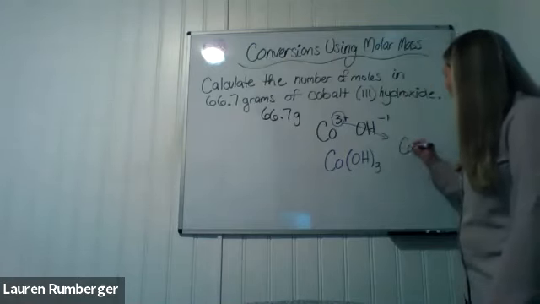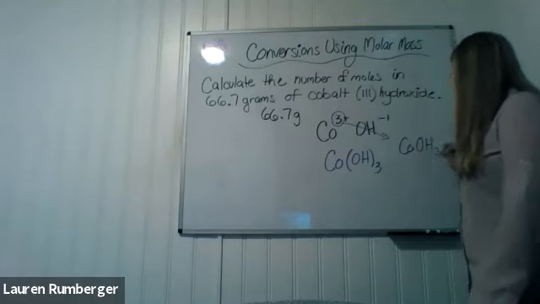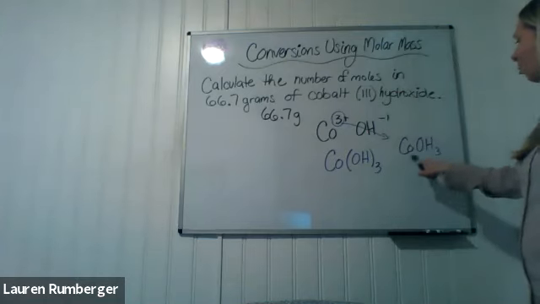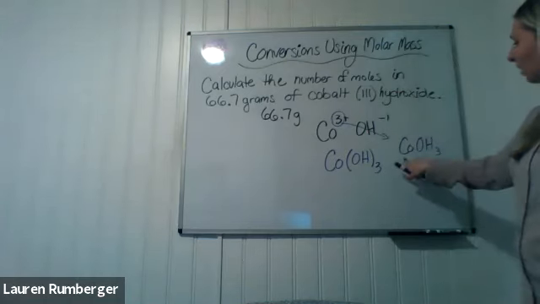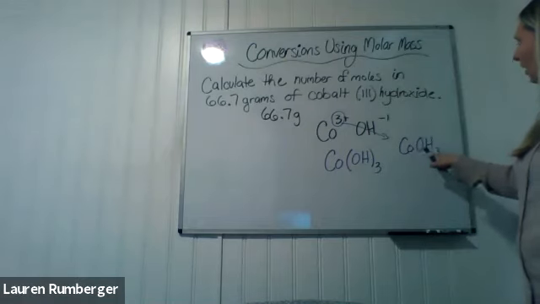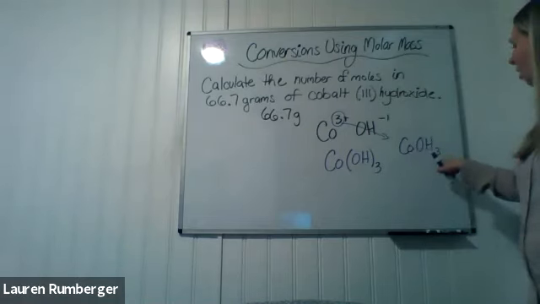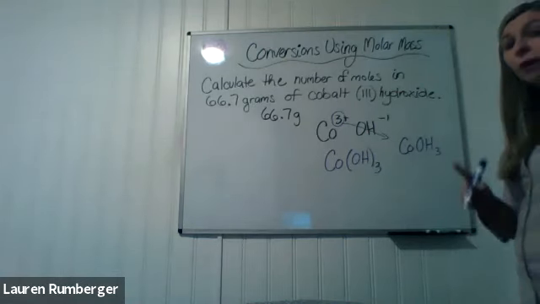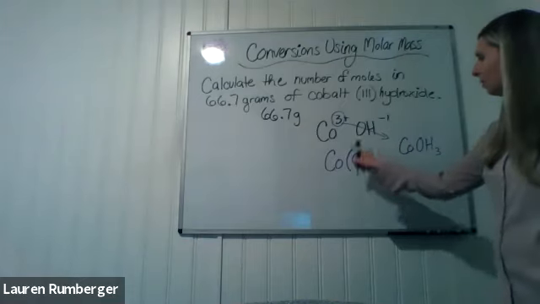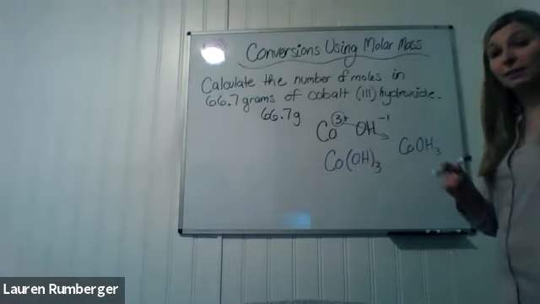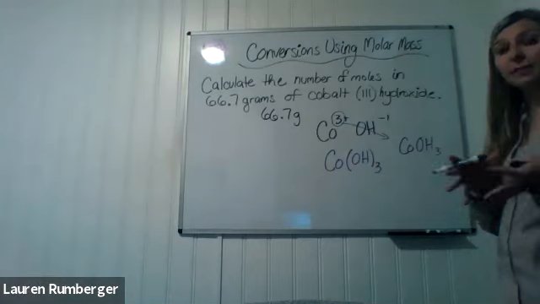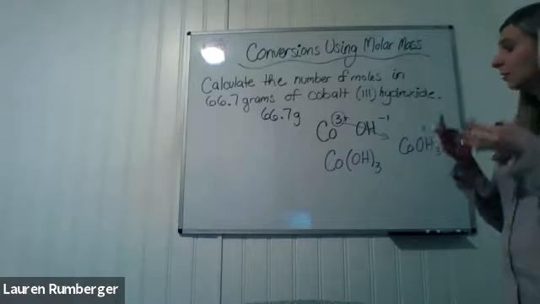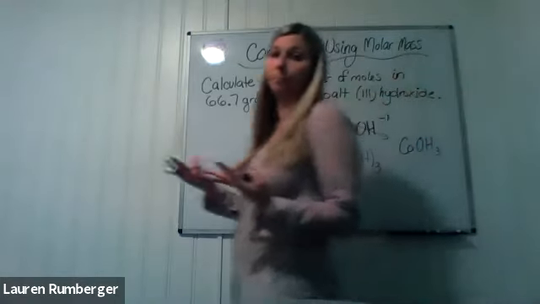If we were to write it as CoOH3 without the parentheses, what this is representing is 1 cobalt, 1 oxygen, and 3 hydrogens. It does not represent 3 hydroxide ions. So you must recognize the importance of including the parentheses around the polyatomic ion. So treat the polyatomic ion like it's its own element because it defines a particular particle.